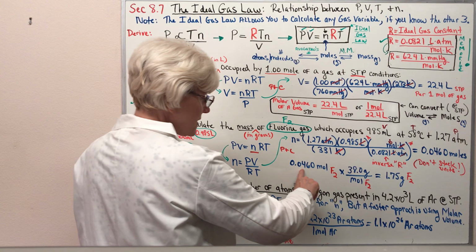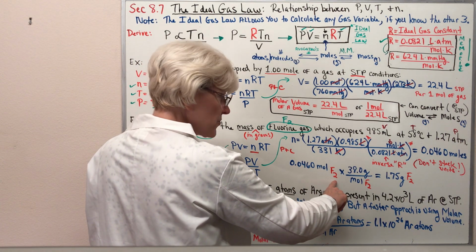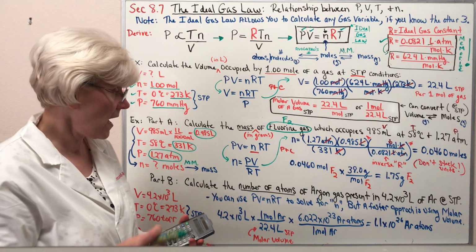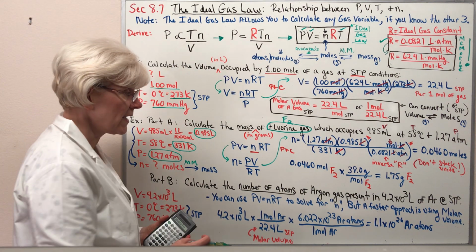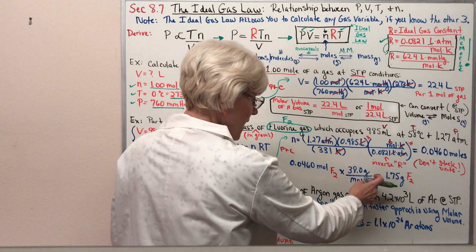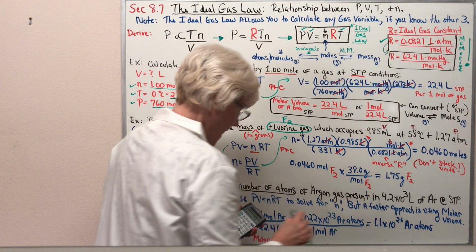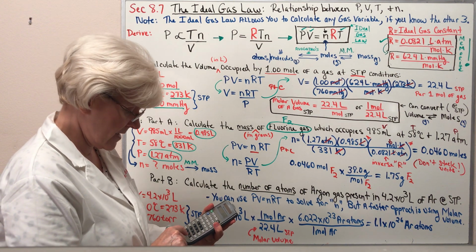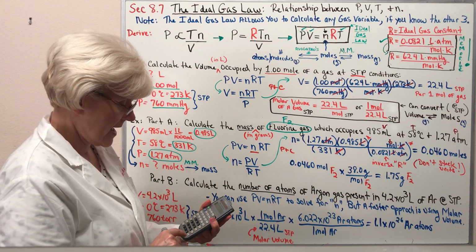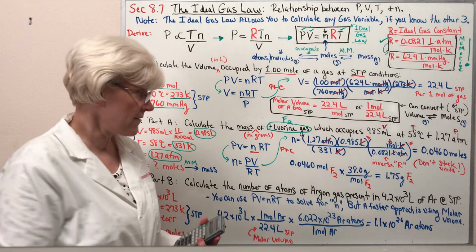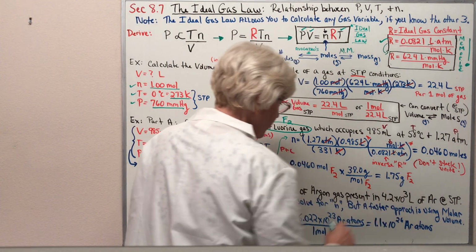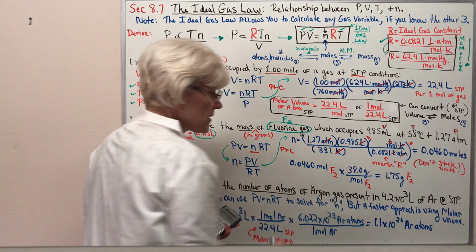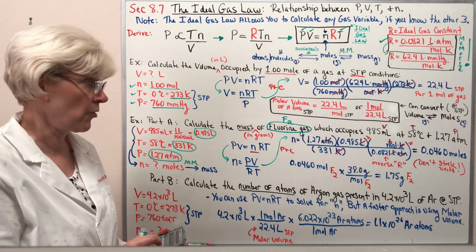So here is 0.0460 moles of fluorine. Adding up the atomic weights of 2 fluorine atoms, we get 38.0 grams per mole of fluorine, and calculating the mass of fluorine in grams, we get 1.75 grams of fluorine gas present in 0.046 moles of fluorine.